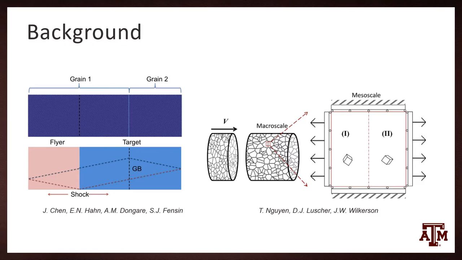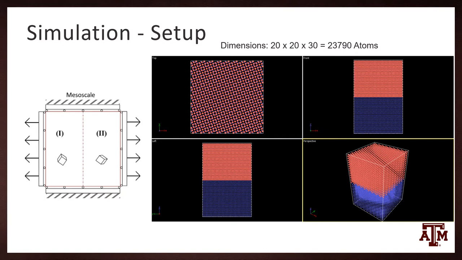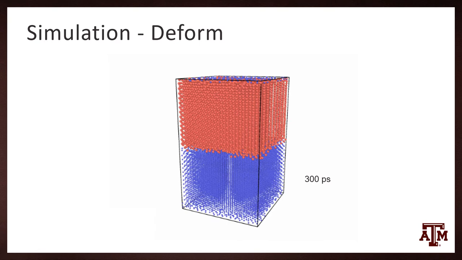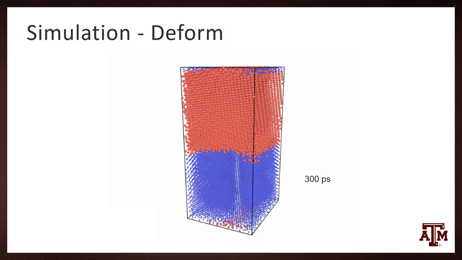I set up the simulation to replicate the model from Nguyen et al. using BCC tantalum with 20 by 20 unit cells in X and Y and 30 unit cells in Z, the direction of deformation. The bicrystal is initially relaxed for 50 picoseconds at 300 Kelvin at zero pressure to allow it to reach equilibrium. This GIF shows the progression of deformation from 0 to 30% strain along the z-direction in 150,000 time steps spanning 300 picoseconds.